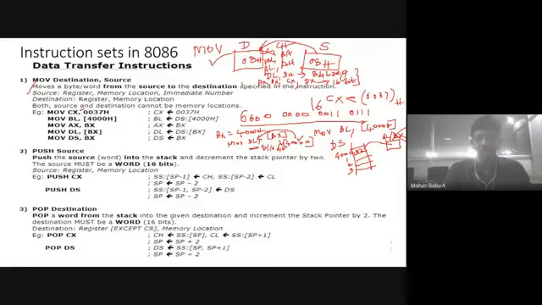Push and pop. Push means what? It will push data from one register to the stack. Push and pop instructions are used for pushing data into the stack or popping data from the stack. Push means storing data inside the stack segment. Pop means getting the data out of the stack to some other register. That is the meaning of push and pop.